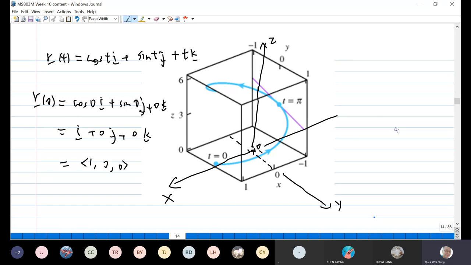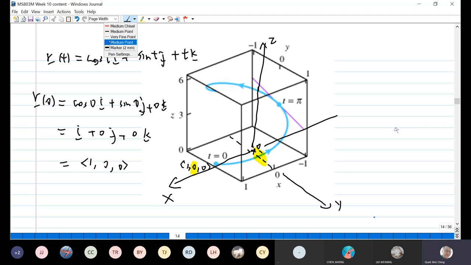Maybe I can redraw again. Let's say this is 1, 0, 0 here. x equals 1, y equals 0, z equals 0. You can see that x equals 1, and the value of y is 0. Y is measured from here, so y equals 0 here. Z also, of course, is 0 on the ground. x equals 1. That's why you got this point here.